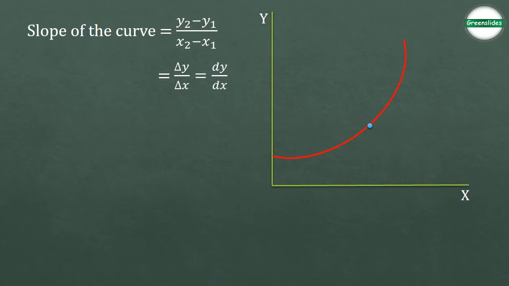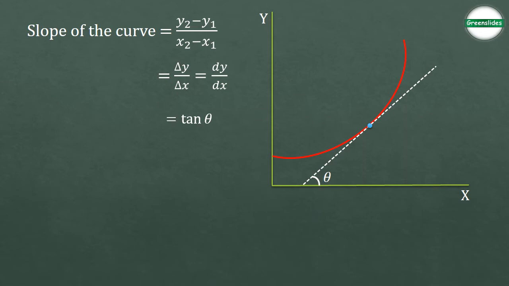So we write del y as dy and del x as dx. So what is coming out? Slope of the curve is dy by dx here. Now if we draw a tangent here at the point, and let's say it is making an angle theta with x-axis, then we can say that slope of the curve is also equal to tan theta. So the final conclusion is slope of the curve is dy by dx, which is equal to tan theta.